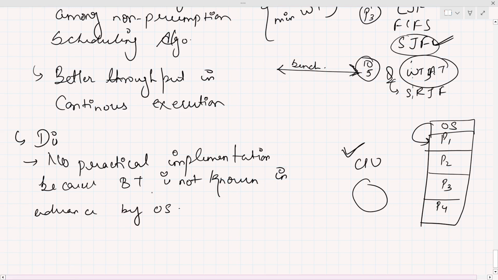Okay, so why doesn't the operating system know about that? It's basically designed like this. The operating system doesn't know about the burst time. Okay, because how would the operating system know about the burst time?